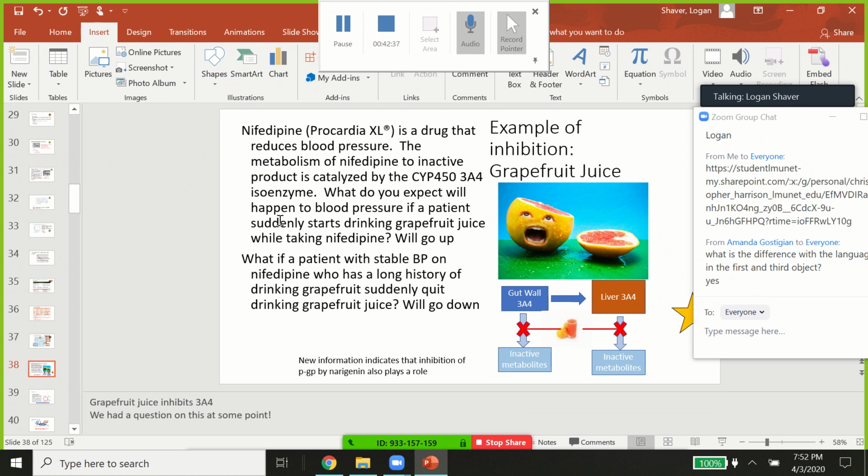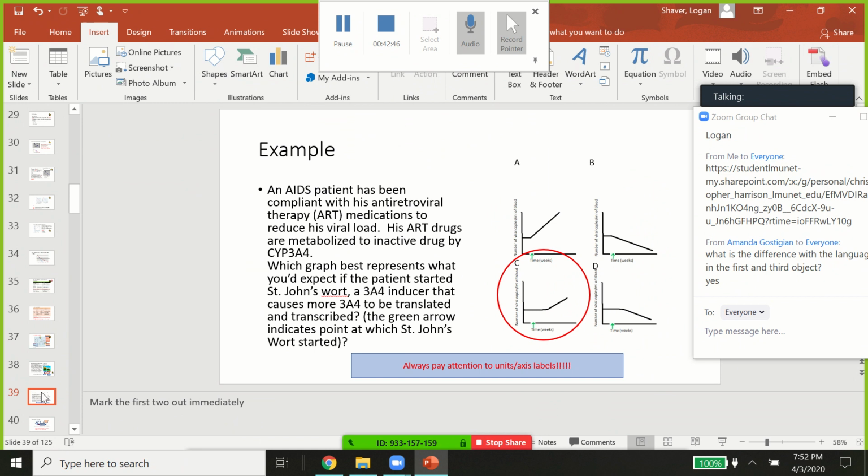I'm not going to go through it, but if you have any questions about it, because it's a little bit more low yield, I don't know if they asked anything about it on this exam per se. But just make sure you know that's 3A4 grape juice, and then just read through that paragraph for that slide. And then on to this part.